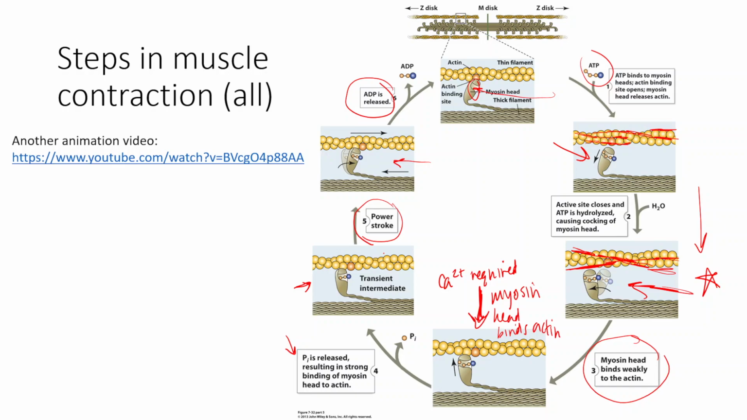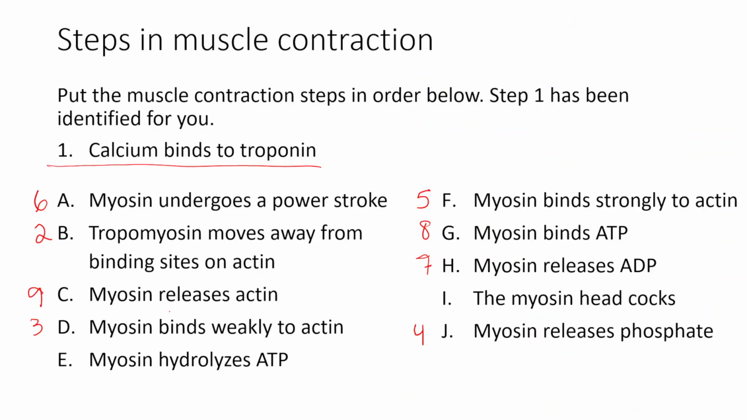We released actin, we have ATP bound, and then, according to this diagram, the ATP gets hydrolyzed. And when the ATP gets hydrolyzed, the myosin head cocks. That hydrolysis releases some energy that allows the myosin head to once again change its conformation. So myosin hydrolyzes ATP, that's 10, and then the last thing that happens is the head changes its conformation. And now, assuming that there's still calcium in the cell, the cycle could keep going.